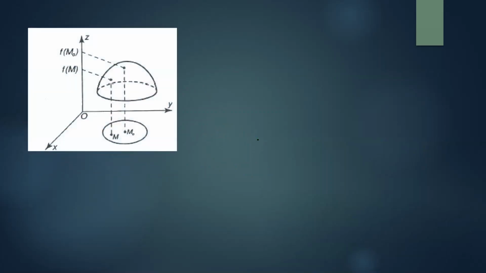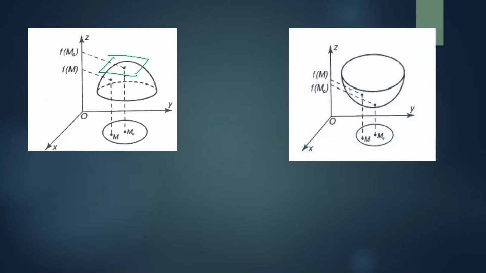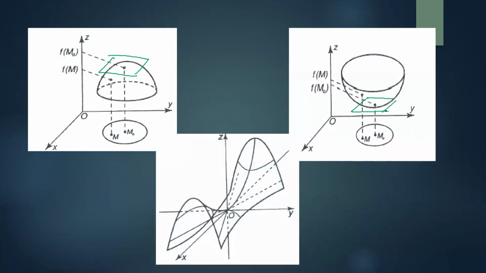So we can have this situation. We can have a maximum point with a horizontal tangent plane at that point. We can have a minimum point with a horizontal tangent plane at that point. And then we could have a point like this. This is the graph of an actual function, z equals x squared minus y squared.